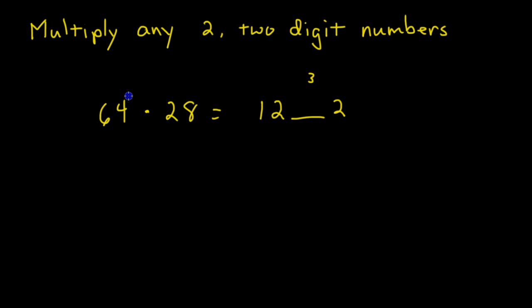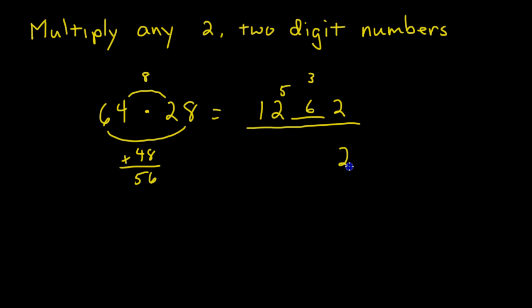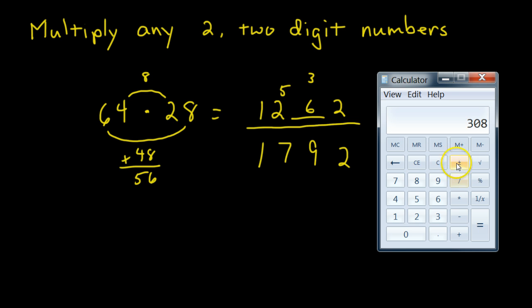All right. And then 4 times 2 is 8. 6 times 8 is 48. And then we're going to have to add that, okay? So that's going to be 56. All right, 6, 5, and then we add the carries. So the answer is going to be 1,792. And we'll get the calculator out just to check. 64 times 28. And that's going to equal 1792.